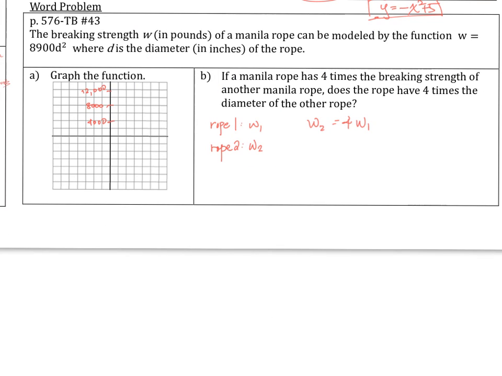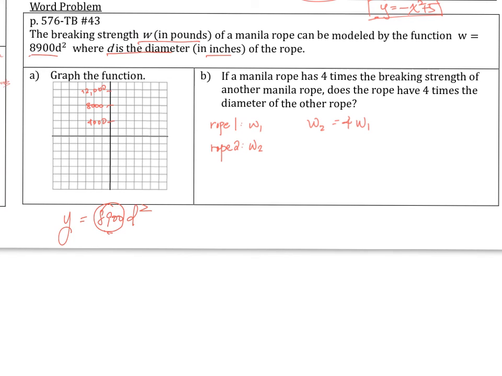Okay, and let's take a look at this word problem from your textbook, number 43. The breaking strength, W in pounds, of a manila rope can be modeled by the function W equals 8,900 d squared, where d is the diameter in inches of the rope. So part A, we are to graph the function. This is y equals 8,900 d squared. So you have a very big leading coefficient, so this parabolic function is going to be stretched quite a lot.